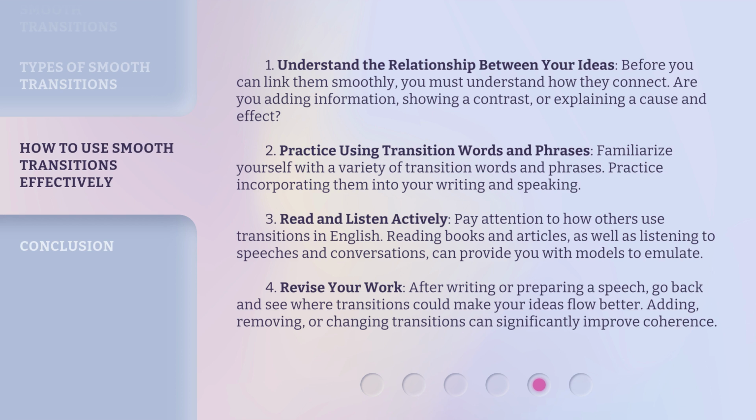3. Read and listen actively. Pay attention to how others use transitions in English. Reading books and articles, as well as listening to speeches and conversations, can provide you with models to emulate. 4. Revise your work. After writing or preparing a speech, go back and see where transitions could make your ideas flow better. Adding, removing, or changing transitions can significantly improve coherence.